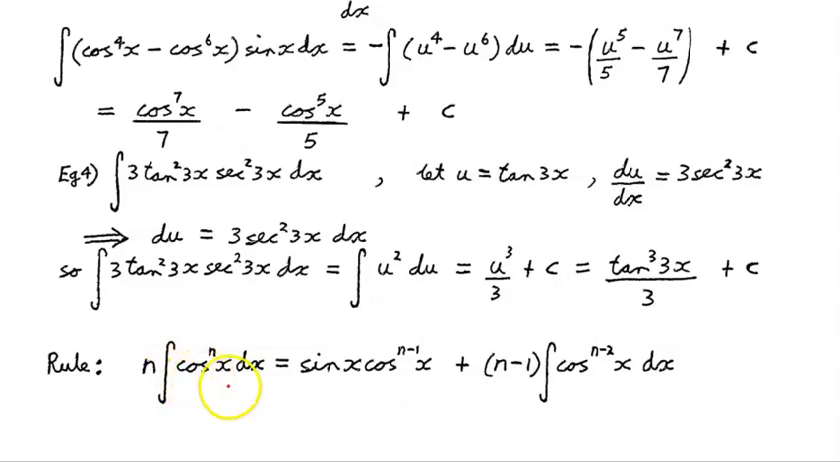Just one more handy rule that can help in these sorts of situations. n times the integral of cos x to the power of n dx becomes sine x times cos x to the power of n minus 1 plus n minus 1 times the integral of cos x to the power of n minus 2. Now this rule can be applied more than once. It can be applied repeatedly until you break down all the integrands. So it's a very handy rule, and that's n times the integral of cos x to the power of n dx can be broken down in this way. Very, very handy rule. All right, that's it.